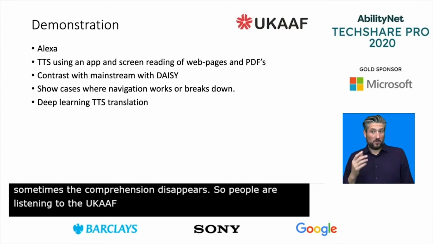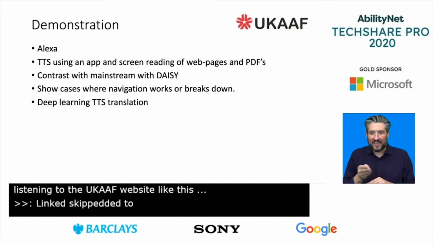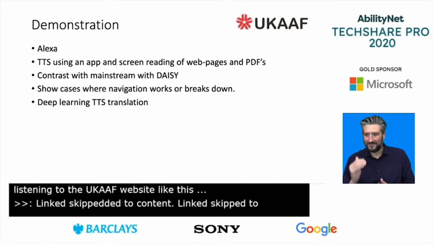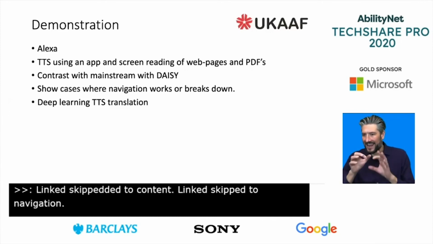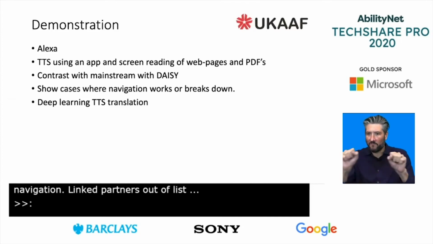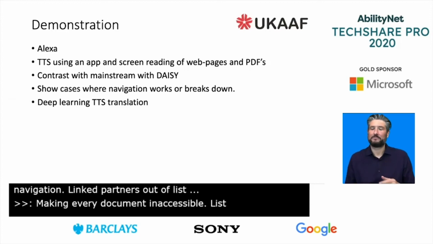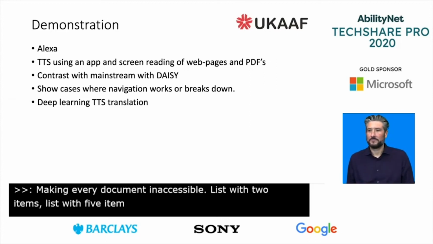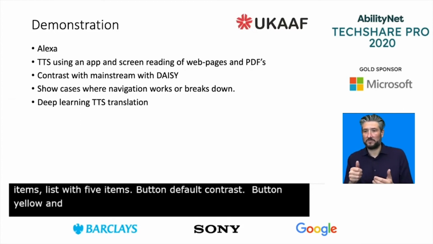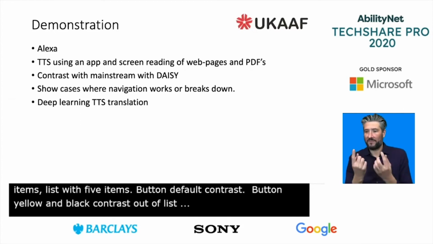Link skip to content. Link skip to navigation. Skip content menu navigation landmark list with 6 items. Link standards. Link sectors. Link abilities. Link about UKAAF. Link membership. Link partners out of list. Banner landmark heading level 1 UK Association for Accessible Formats. Making every document an accessible document. List with 2 items. List with 5 items. Contrast. Button default contrast. Button black and white contrast. Button black and yellow contrast. Button yellow and black contrast out of list. List with 5 items. Font. Button smaller font. Button larger font. Button readable font. Button default font out of list.